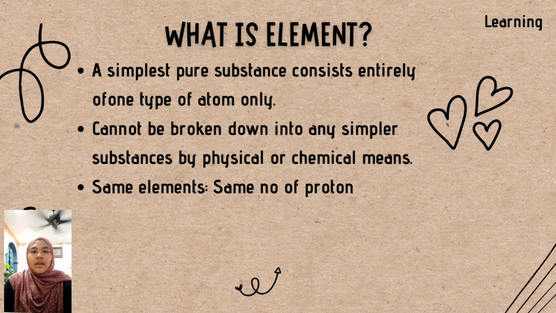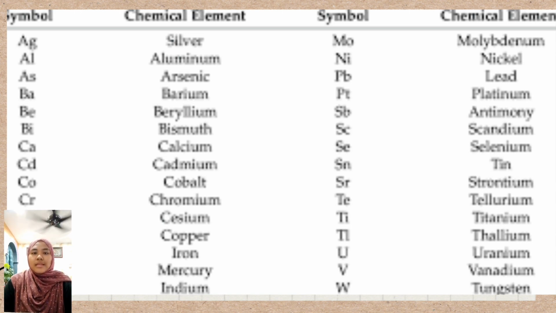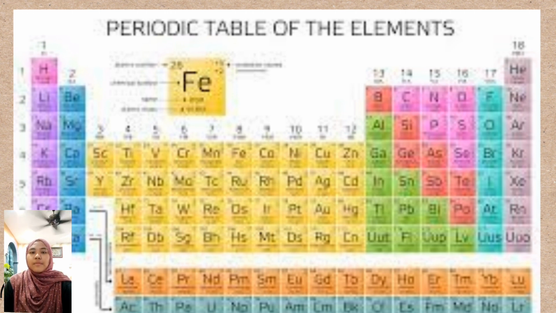What is an element? An element is the simplest pure substance, consisting entirely of one type of atom only. An element cannot be broken down into simpler substances by physical or chemical means. Furthermore, the same elements mean the same number of protons. As you can see, these are some common elements and their symbols. And this is the periodic table of elements.